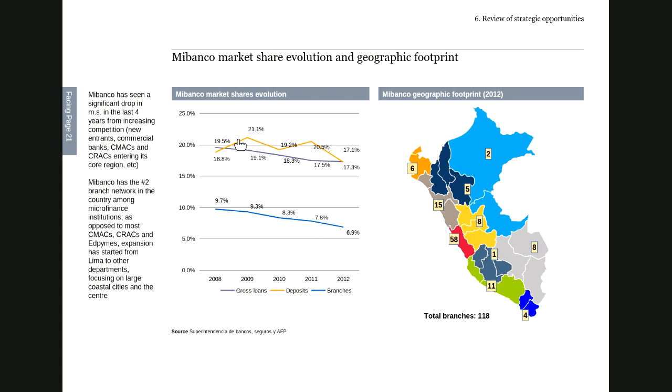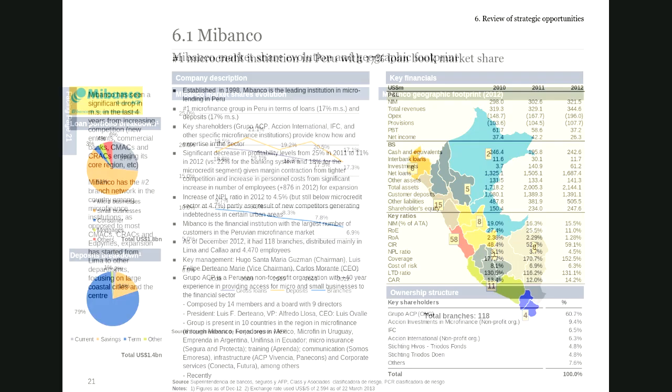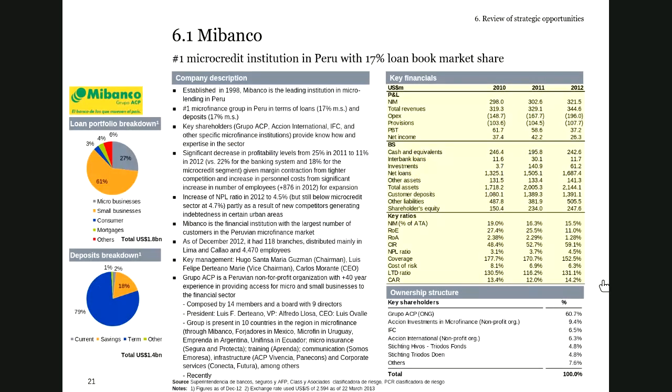So here you can see the market share evolution of Mi Banco in the last years in terms of loans, deposits, and branches, and their geographical footprint in terms of the number of branches that they had in each region. And a profile of Mi Banco with a lot more detail than only what was discussed in the initial part for the top 15, where you could see the detailed financials, P&L, which is income statement, BS, which is the balance sheet, and some key ratios with their evolution of the last 3 years.